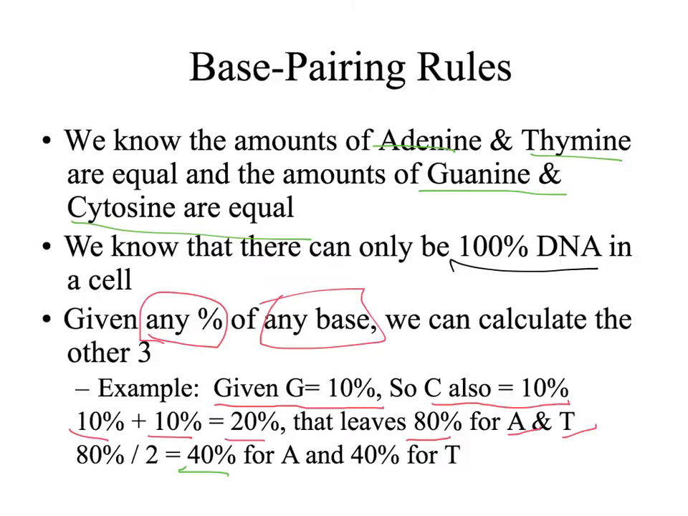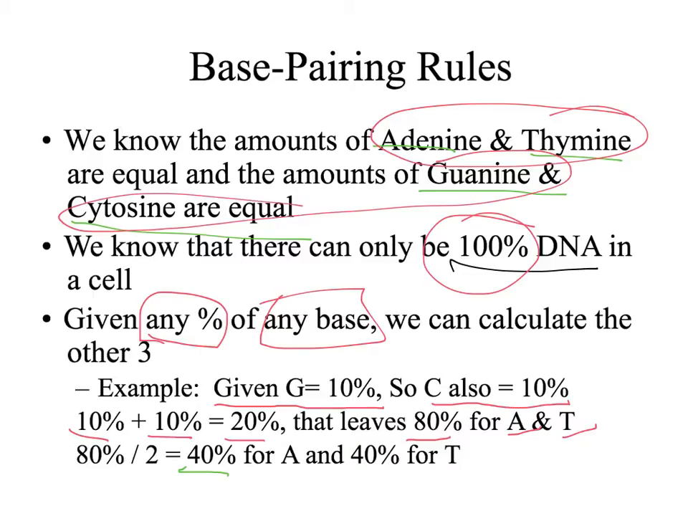We'll have a couple more practice problems with this, and I'm happy to explain a little bit further individually to anybody that's really unsure or doesn't really get this. Okay, so a big thing to remember here is that there can only be 100%, and that adenine and thymine are equal, and guanine and cytosine are equal. Okay.